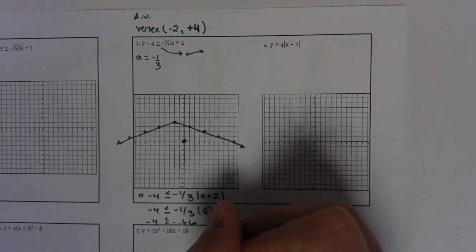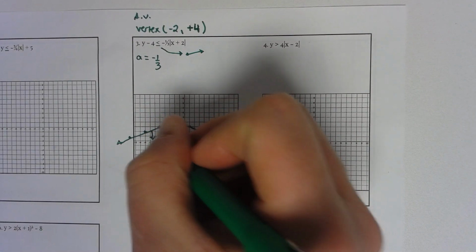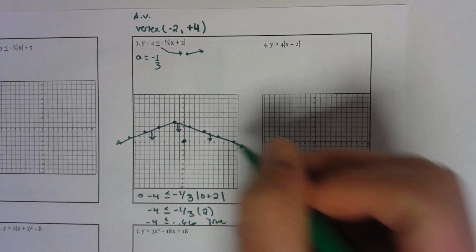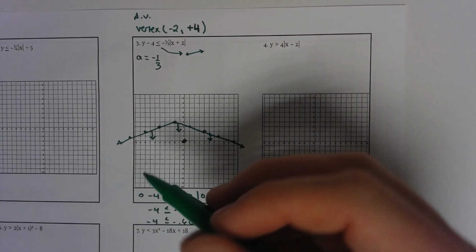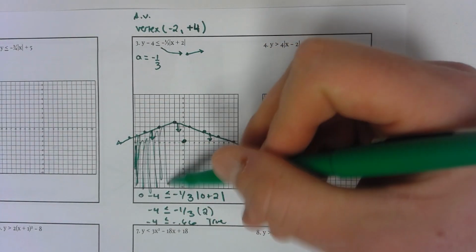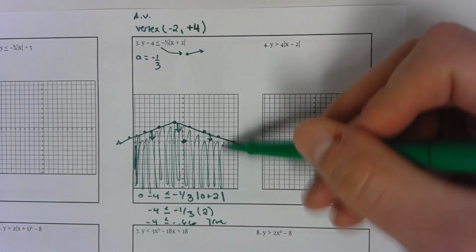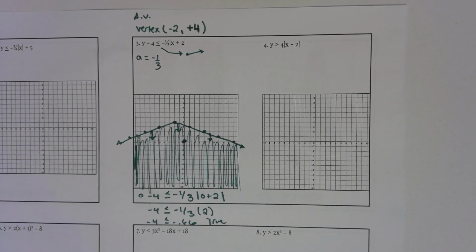That is true. Okay, -4 is more negative than -0.66, and thus we want to shade the part that has 0, 0, which I would consider is the inside of this absolute value graph. Here below the V here. Okay. Any questions here?